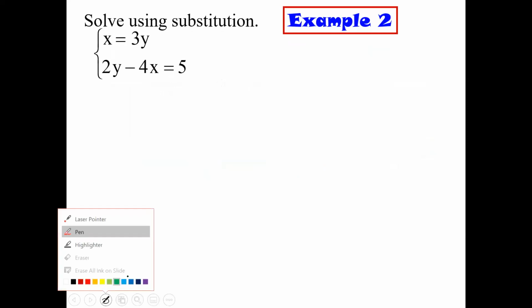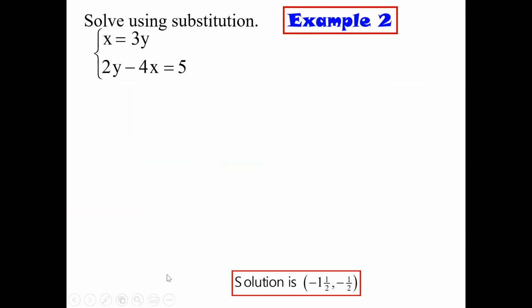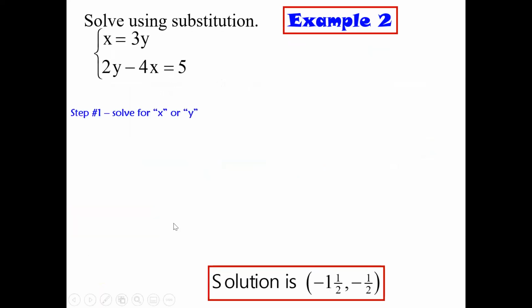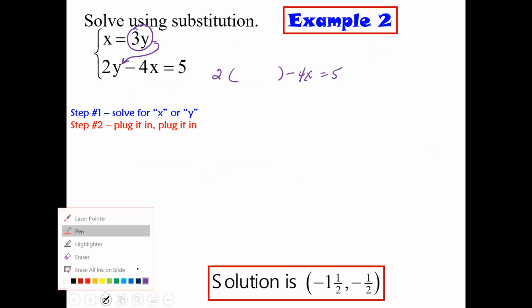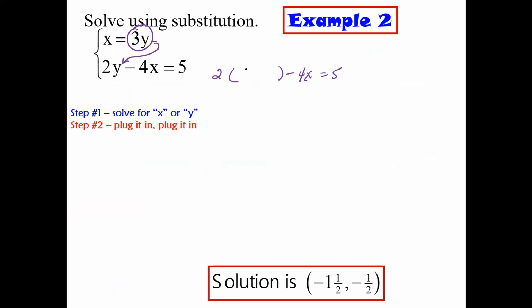Example 2. Okay, looking at example 2, your first step is to solve for x or y. Well, your x is equal to 3y, so step 2 says plug it in. So I'm going to have 2 times whatever y is minus 4x equals 5. Well, I'm going to plug it in, so 3y is right there.